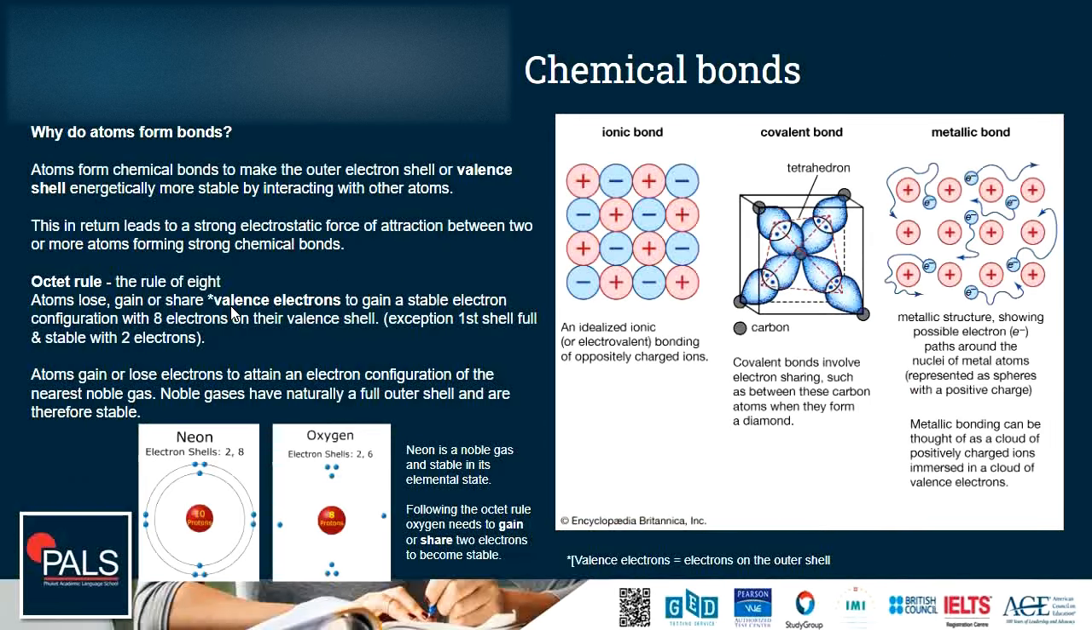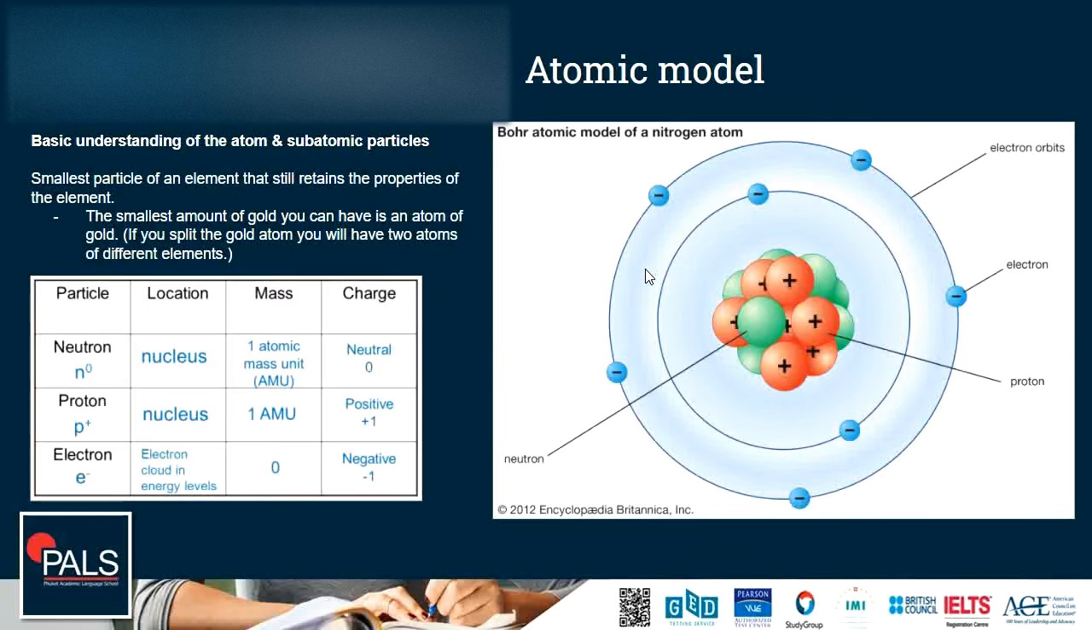So, why do atoms form chemical bonds in the first place? Atoms form chemical bonds to make the outer electron shell, or their valence shell, energetically more stable by interacting with other atoms. So here we have another key term already, valence shell. Later we will come to valence electrons as well. Whenever we read the term valence in chemistry, it refers to the outermost shell of an atom.